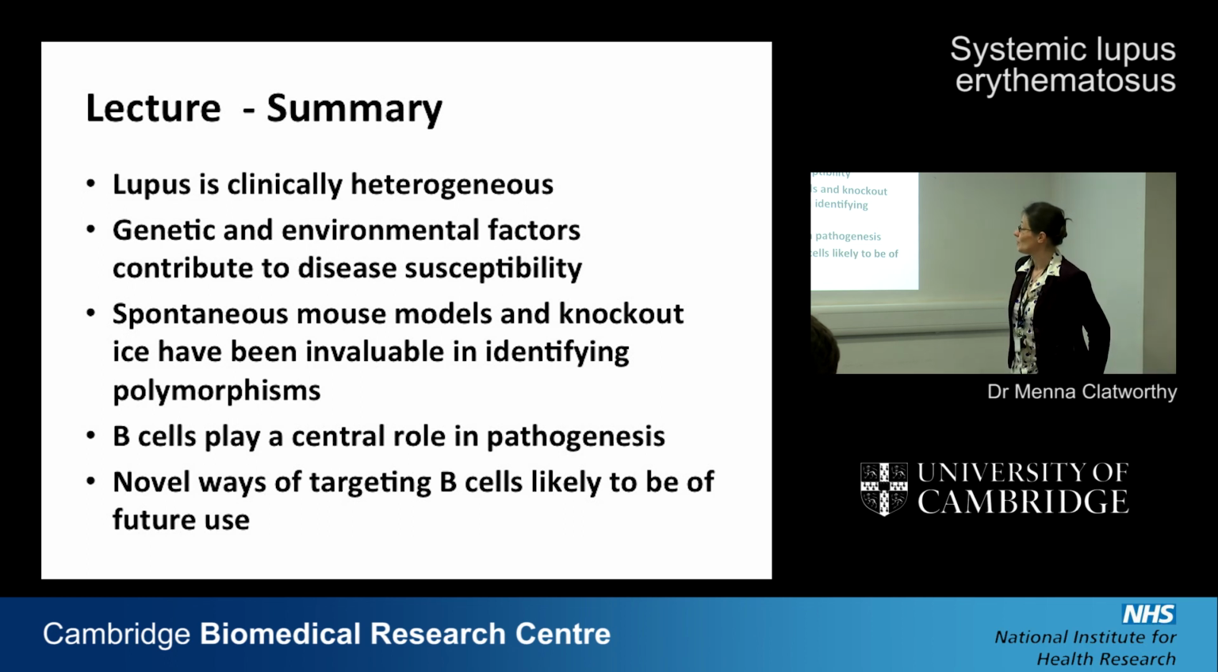We've been able to use spontaneous mouse models and mouse knockout models to identify genes and polymorphisms. And I would say more than any other disease, they've been just so useful in identifying underlying pathways. What we do know is that B cells play an absolutely central role, and this has actually made a difference to patients because we've been able to begin to target B cells with monoclonal antibodies to produce treatments that are more specific and, more importantly, less toxic for the young women that get the disease. So there we go.